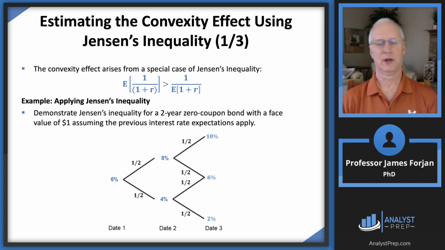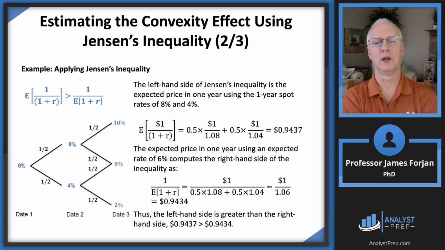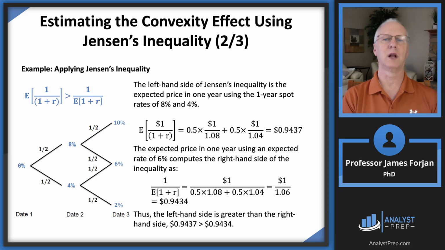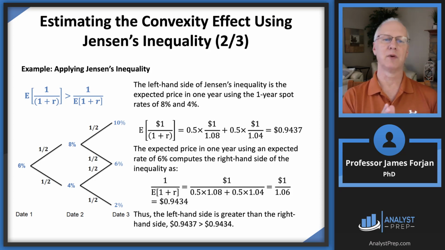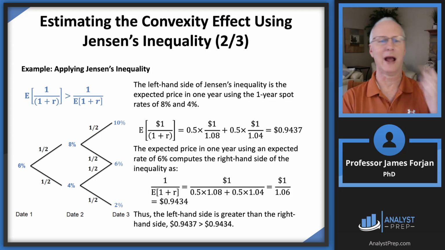So once again, there's our interest rate tree. And all we're going to do is some simple math here. We're going to take a look at the left-hand side of Jensen's inequality versus the right-hand side of Jensen's inequality. And at first glance, they look like they're an awful lot the same, but the expectations operator is moved around between the left and the right-hand side. Notice in the left-hand side of the inequality, the expectations operator is all the way outside of the brackets. So that's an expectation for 1 over 1 plus r, right?